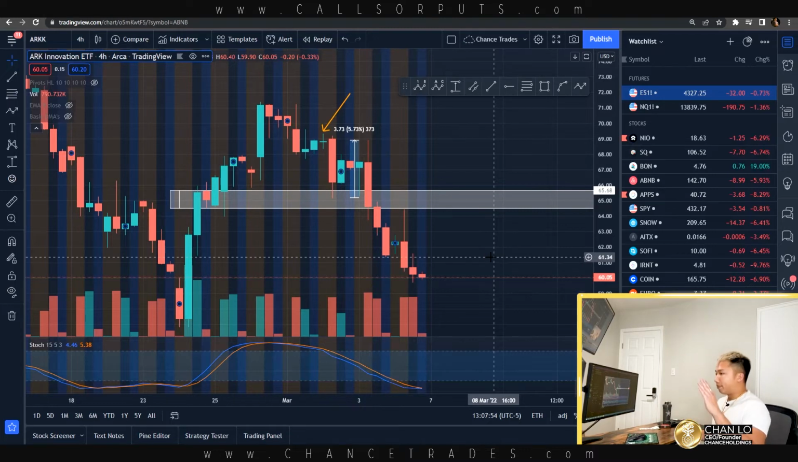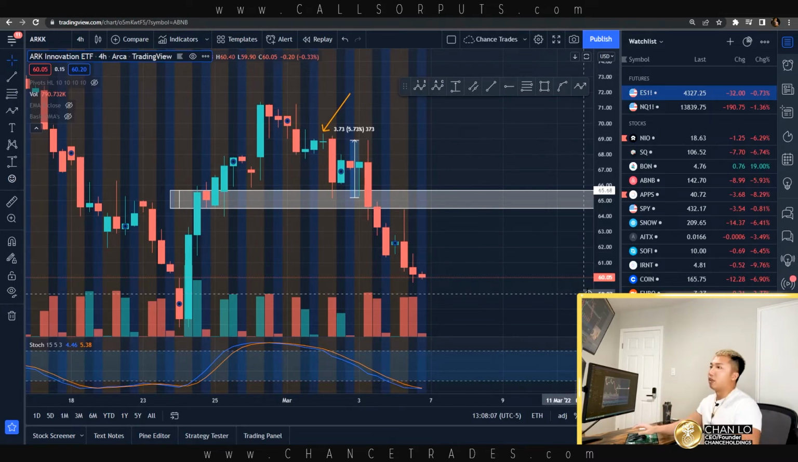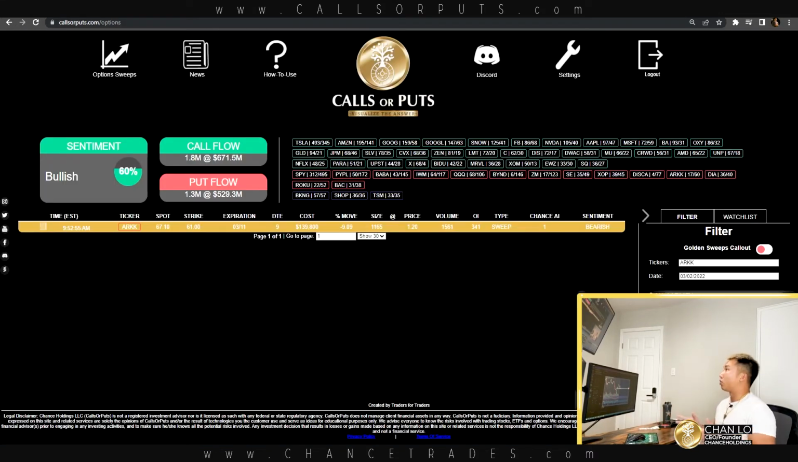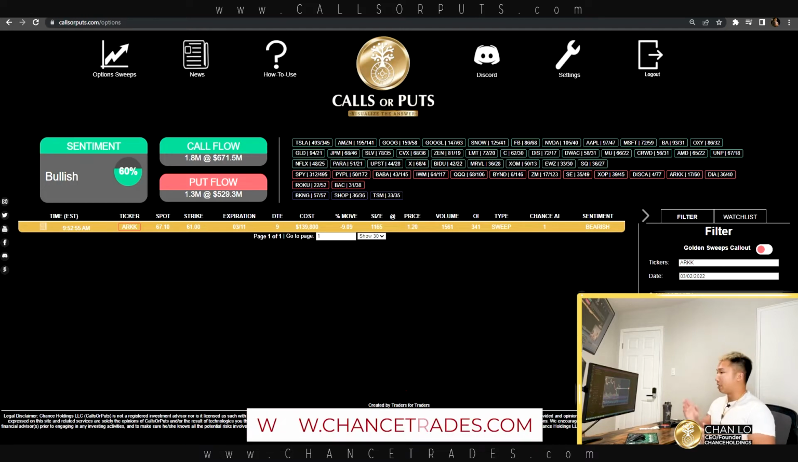But this is why sweeps are so important and so useful, because it's real time. For you guys that are trading real time, you need tools that are real time and tools that actually work. So I always tell people, trade with the right tools and with the right team. This is one example why, and I'll continue to show you guys why.